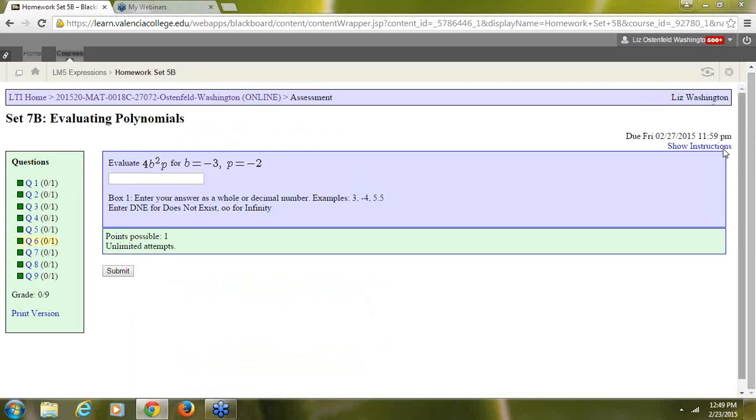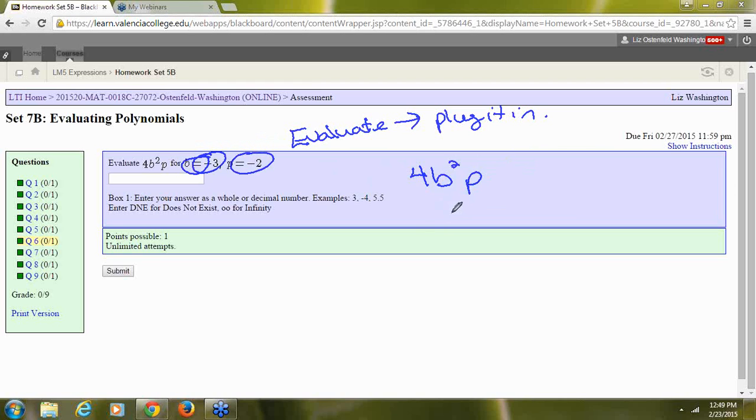Okay. In this problem, it is an evaluate problem, which is again a fancy way to say plug it in. So I have 4b to the 2nd power p. b is negative 3 and p is negative 2. So make sure you use parentheses when you plug the numbers in, because if you don't, it will start to look really crazy. So it's 4 times b squared times p. So 4 times negative 3 squared times negative 2.